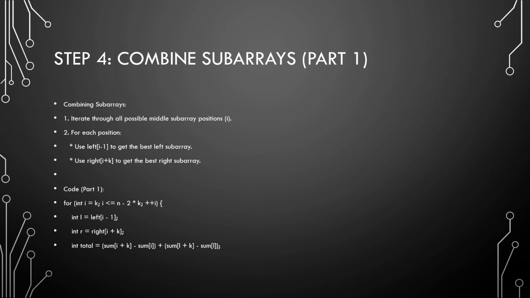Now in step 4, we combine the subarrays. First, we iterate over all possible middle subarray positions. For each position, we use the left array to find the best left subarray and the right array to find the best right subarray. We calculate the total sum of the three subarrays, and if the sum is larger than the previous maximum, we update the result.